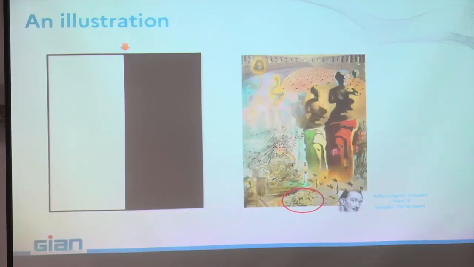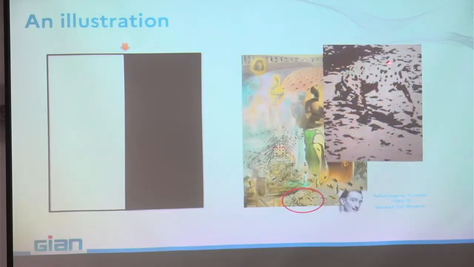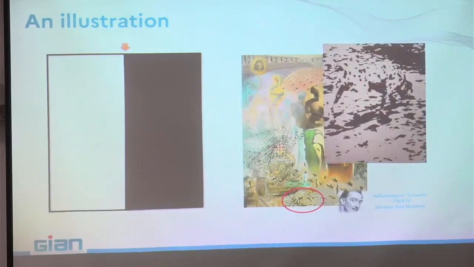Anyone can see something there? No? If I zoom, still no. If I add a few lines, and even if I turn it, you see there is a small dog, a Dalmatian.